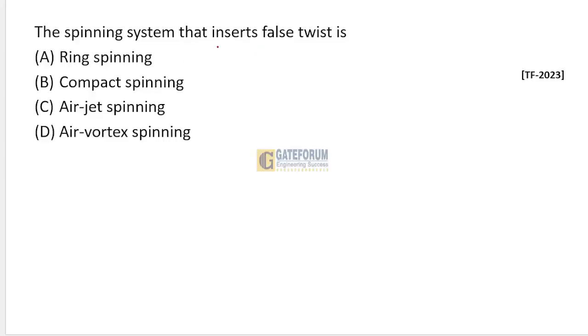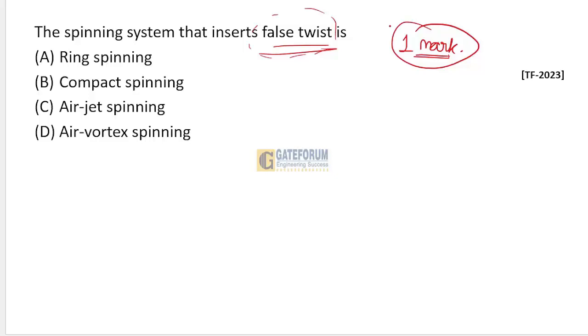The spinning system that inserts the false twist is ring spinning, compact spinning, air jet spinning, or air vortex spinning. So before coming to false twist, we need to know the different types of spinning systems. It is a 1 mark question that is asked. Now the GATE pattern has changed a lot from previous years. The questions are very conceptual now. You need to know the basics first, then you can answer the questions.